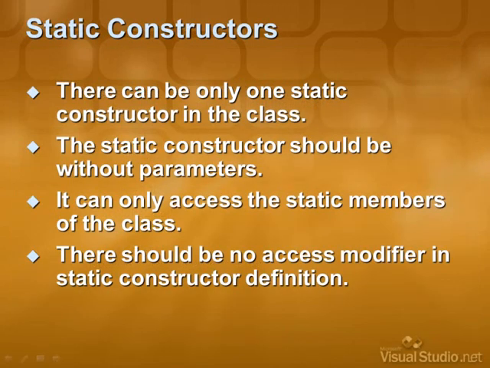Few things about it. There can be only one static constructor because you can't overload it. The next one is static constructor should be without parameter, because static constructor is called by the CLR. It won't supply any parameters to you. You can't have the access modifier because it has to be called by the CLR. There is one important thing that you must remember.